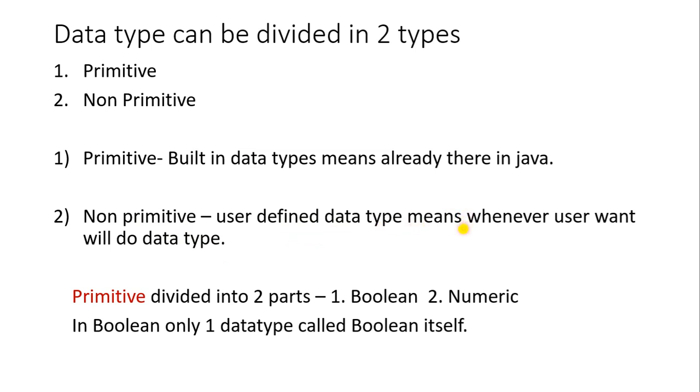Okay, whatever the user wants, they can make as a data type. That is what I have told. The user-made data type is called a non-primitive data type. So the primitive data type is divided into two types: one is boolean and another one is numeric. In boolean, only one data type is there, called boolean itself.